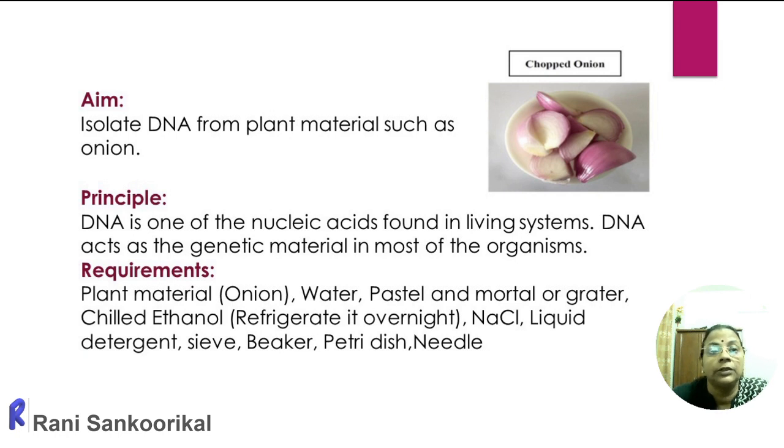The aim is to isolate the DNA from onion. The principle is that DNA is a nucleic acid found in all organisms, and it acts as the genetic material. Since DNA is negatively charged, it can be extracted from the plant material by three main processes.